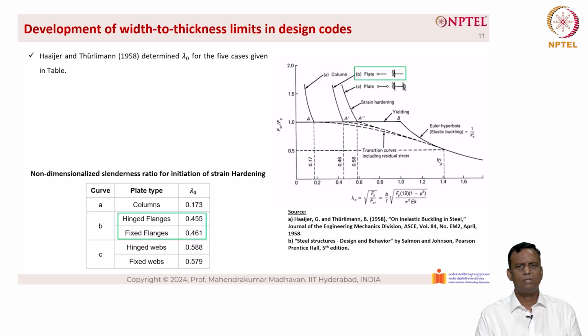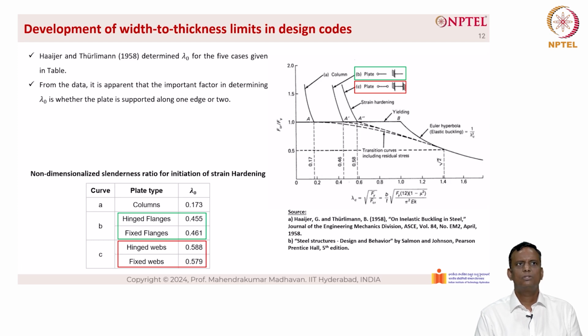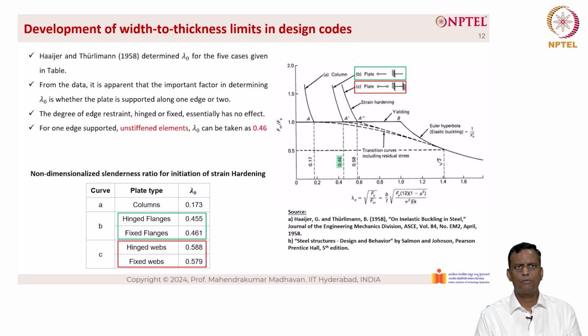To make life simple, they took an average value for curve B, which is 0.46, and for curve C, it is 0.58. From the data it is apparent that the important factor in determining lambda naught is whether the plate is supported along one edge or two edges, and the degree of edge restraint, hinged or fixed, essentially has no effect. So, for one edge simply supported, the unstiffened elements, lambda naught can be taken as 0.46, as highlighted here, and for both edges supported, the stiffened elements, lambda naught can be taken as 0.58, also highlighted on the right side of the curve, and these values are shown in the plot.